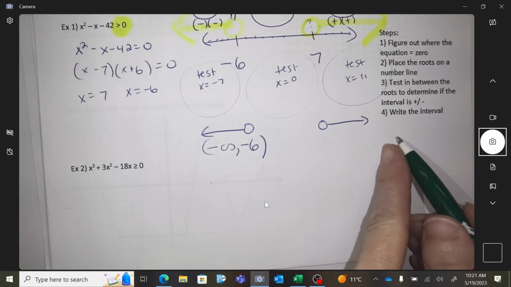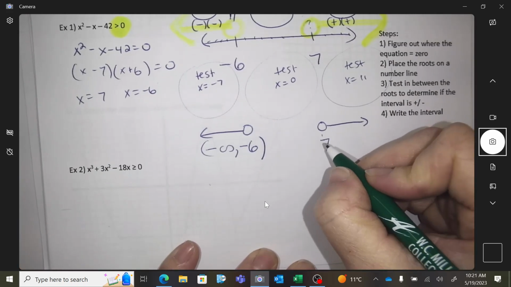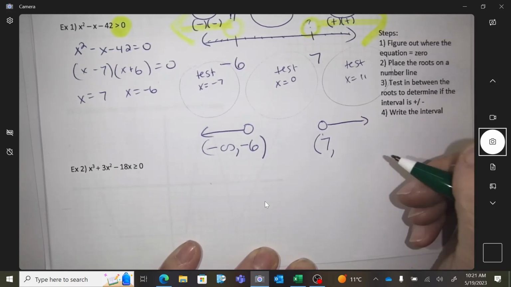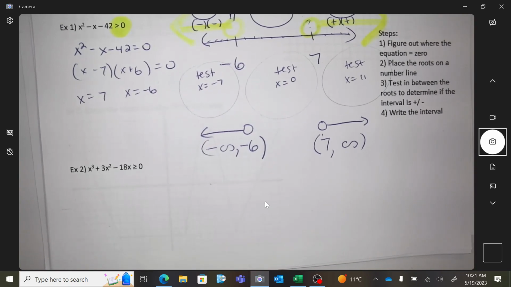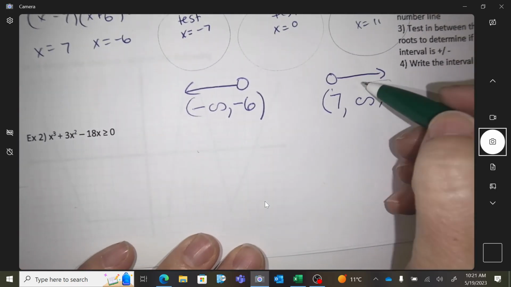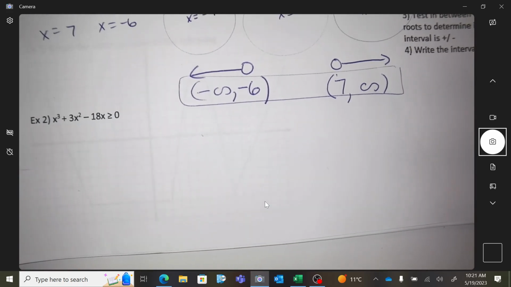Then how do I write this as a domain? You're here to there. You always go left to right. So what's this spot? 7, soft bracket, to the right, infinity. That's the answer. That's the domain where I can be. That's the domain where if you are there, you're positive. You're above 0.